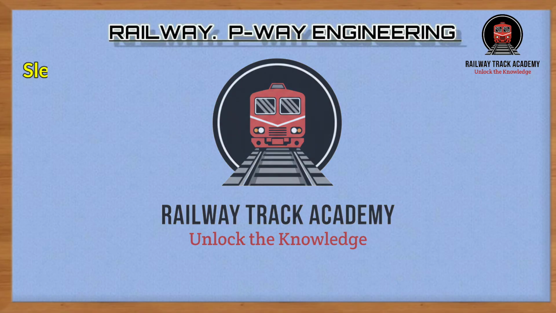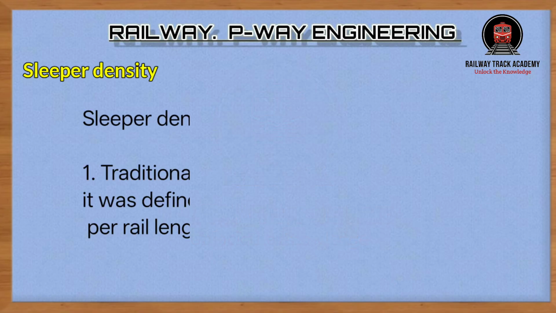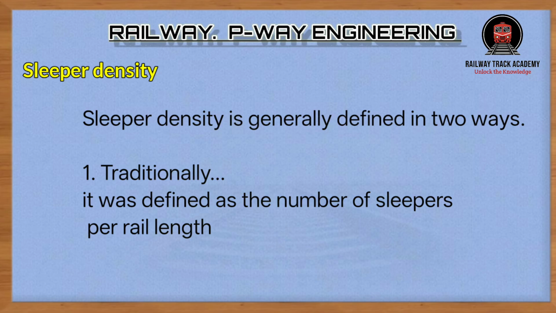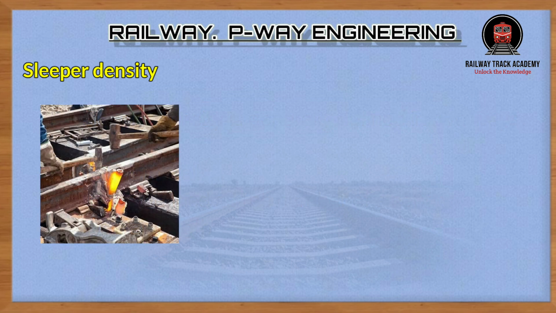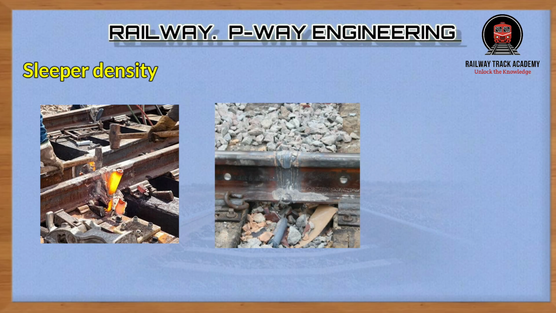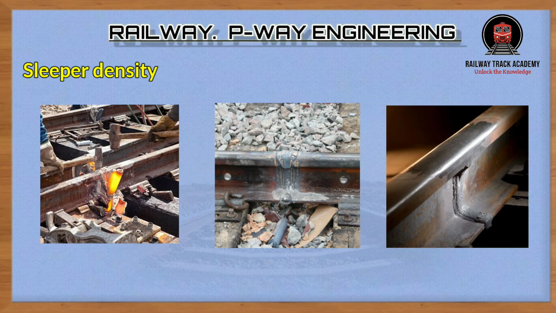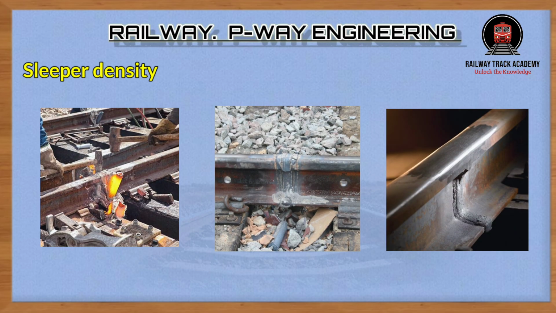Today we will explore the essential concept of sleeper density in railway tracks. Sleeper density is traditionally defined as the number of sleepers per rail length. In the early days of Indian railways, broad gauge tracks used rails of 13-meter length. Therefore, the density was calculated based on the number of sleepers in that 13-meter rail.